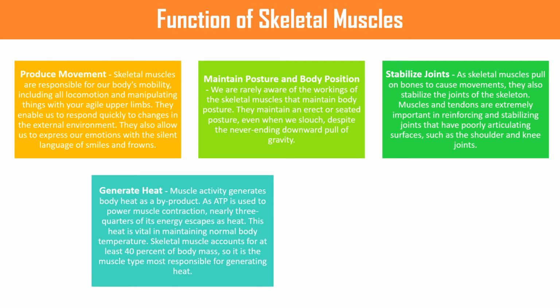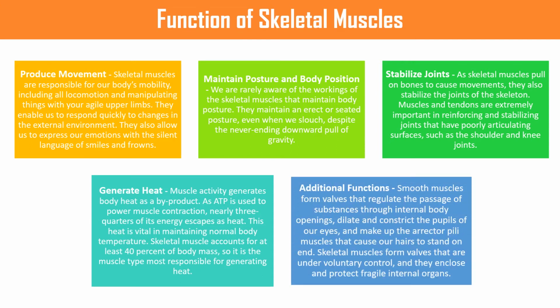Next is generating heat. Muscle activity generates body heat as a byproduct. As ATP, adenosine triphosphate, is used to power muscle contraction, nearly three quarters of its energy escapes as heat. This heat is vital in maintaining normal body temperature. Skeletal muscles account for at least 40% of the body mass, so it is the muscle type most responsible for generating heat.